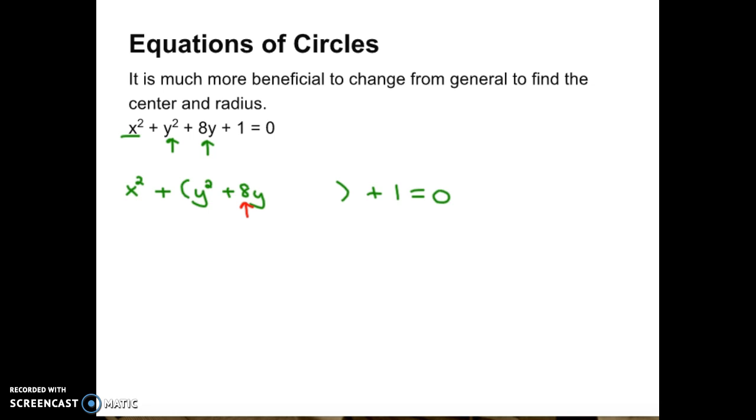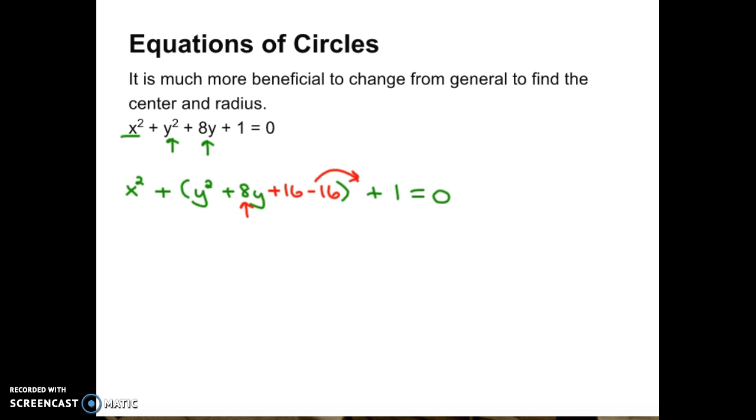Okay, so half of 8 is 4. 4 squared is 16. So what that's going to do is make it a perfect square. So I'm actually going to put plus 16 and minus 16. Okay? And the reason I do that is because I can't just make up a number out of thin air. So that's really the same as 0.